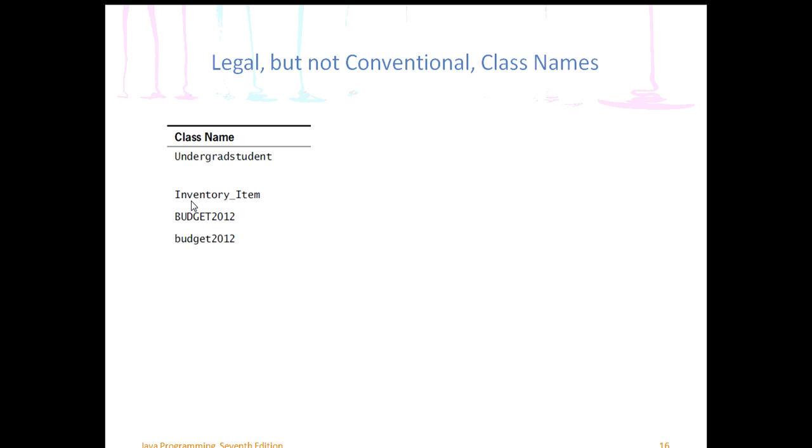The next one, I is capitalized in both of the words, but you have an underscore in between. That's not conventional. That's used for other types of things. The next one has all caps for budget, and that is not conventional for a class. It is for something else, but not for a class. It's legal, but it's used for something else.